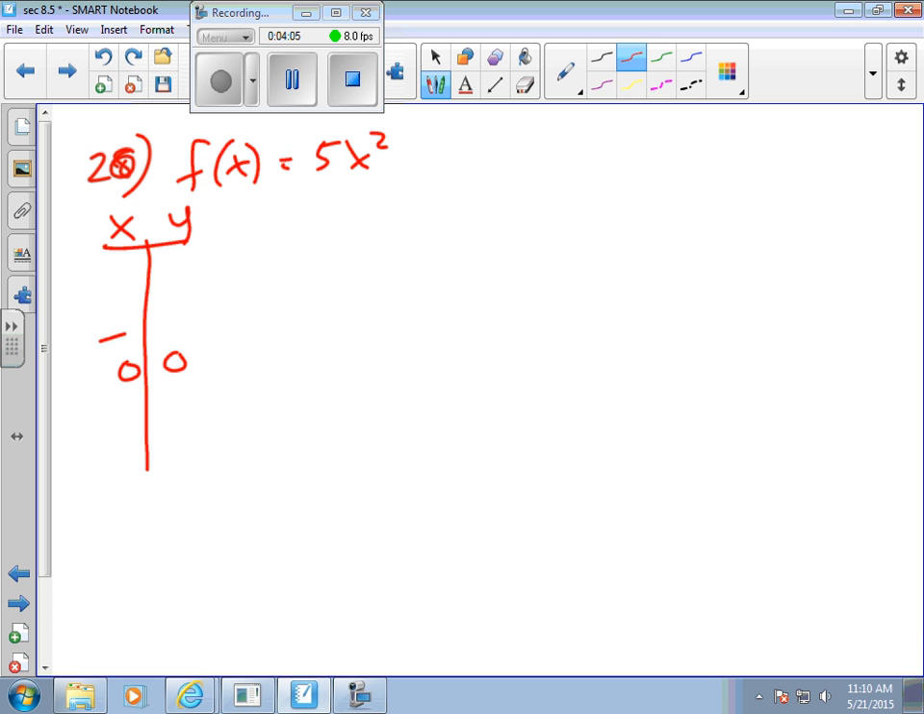So I'm going to try a couple points on either side of my vertex. When I put in negative 1, squared is 1, 1 times 5 is 5. Negative 2 squared is 4, 4 times 5 is 20. 1 squared is 1, 1 times 5 is 5, 2 times itself is 4, times 5 is 20. Notice that these numbers are the same. If you put your vertex in the middle, they better be the same because parabolas are symmetric.